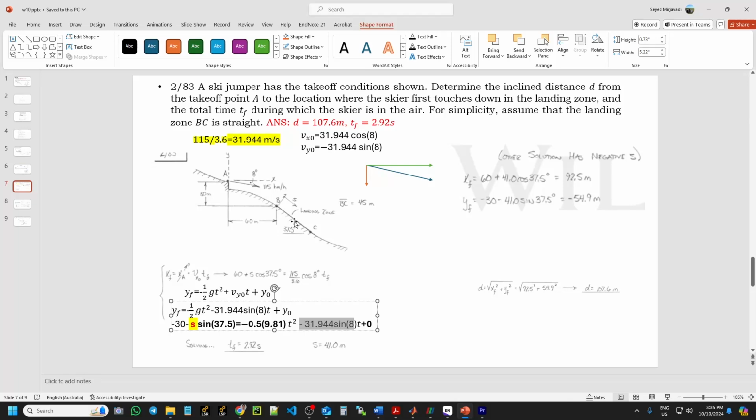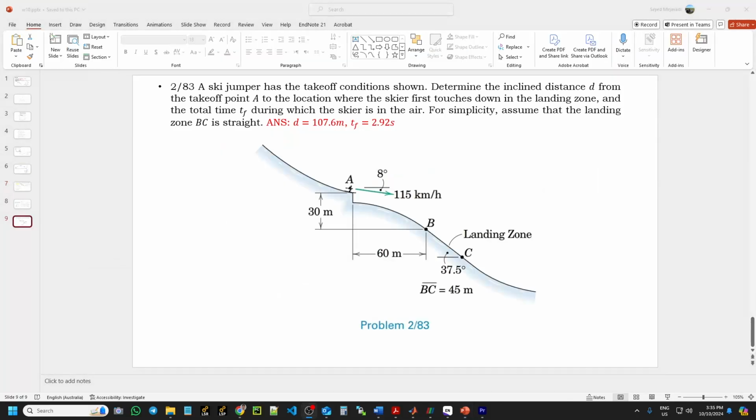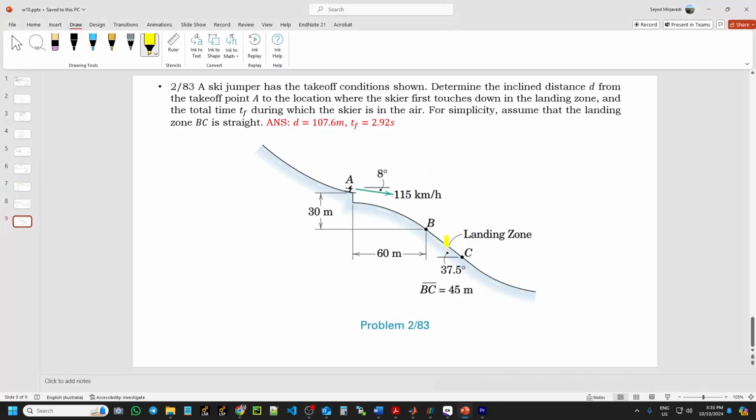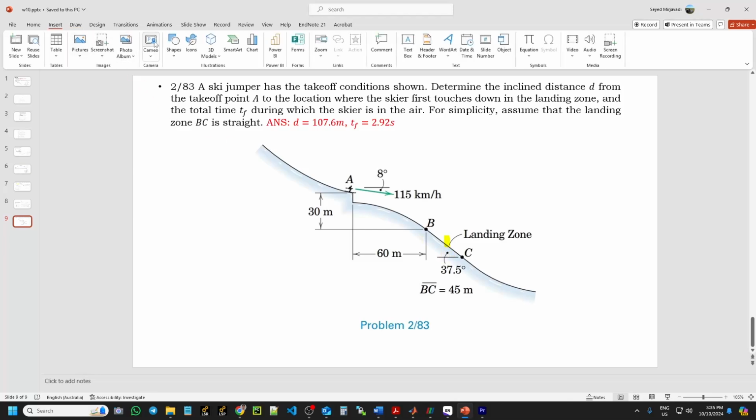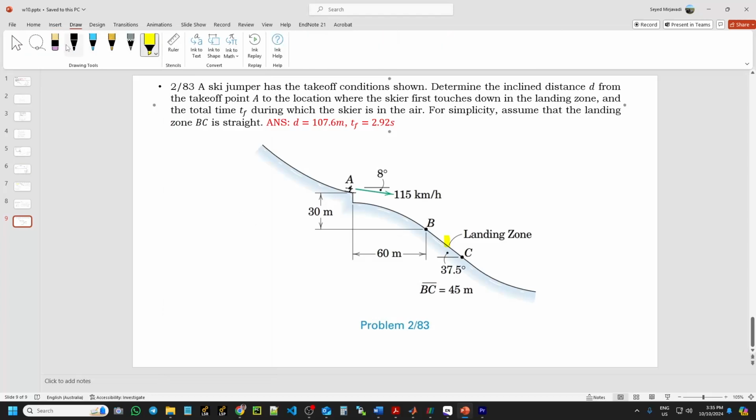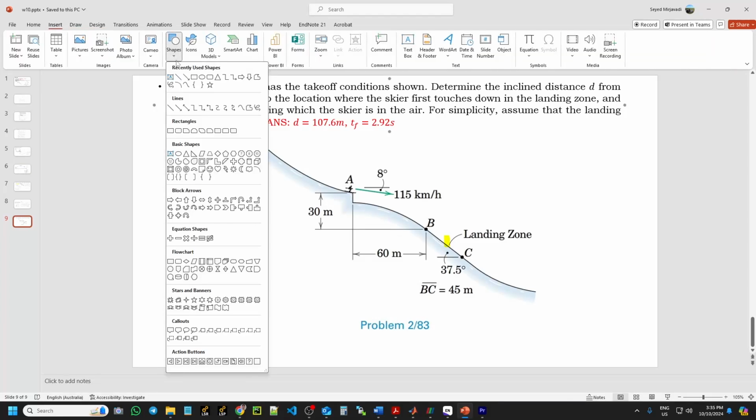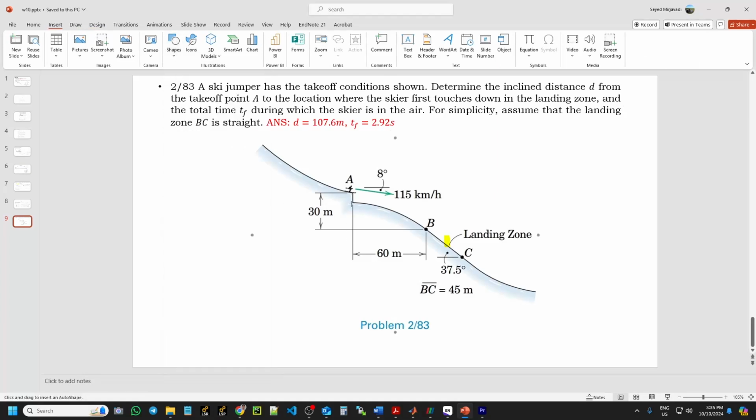So at this point, if it reaches this point, it will be 30. So if this is s and the angle is 37.5, how much will be the total y? Let me show you here. We assume that it will reach at this point. So from here to here is 30.